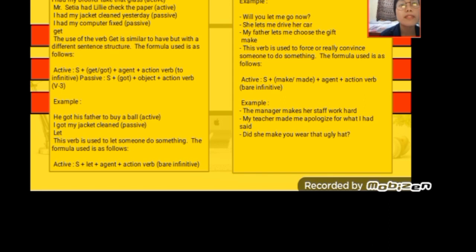The use of the verb get is similar to have but with a different sentence structure. The formula used is as follows. Active: subject plus get, got plus agent plus action verb. Passive: subject plus got plus object plus action verb. For example, he got his father to buy a ball. And for the past, active and passive: I got my jacket cleaned.